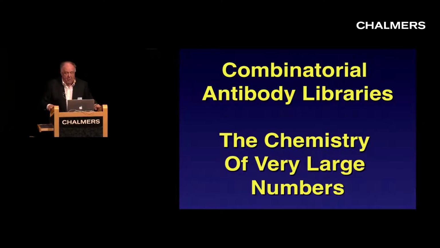So a subplot, which I'd like you to think about a little bit: if you had access to and control over 10 to the 11th binding proteins that could be used outside the cell or nowadays inside the cell, what could you do in terms of therapy or phenotypic conversion? We can talk about that maybe later even. We call this the chemistry of very large numbers.